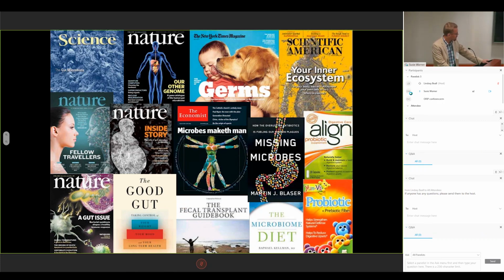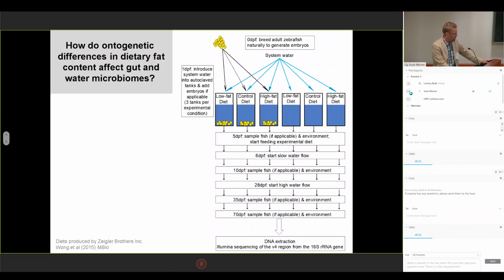So the first study that I'll talk about is an effort that we made a few years back to try to understand the impact of dietary nutrients on zebrafish microbiome assembly. And we chose dietary fat for reasons that will be apparent later on in the talk. So the study design is shown here. We took a large cohort of zebrafish embryos, split them up into a number of different tanks. We actually included in this treatment some tanks that had no fish in them. This will come back later on. And then we sampled gut microbiomes as well as the water microbiome from these tanks at several different time points during development.